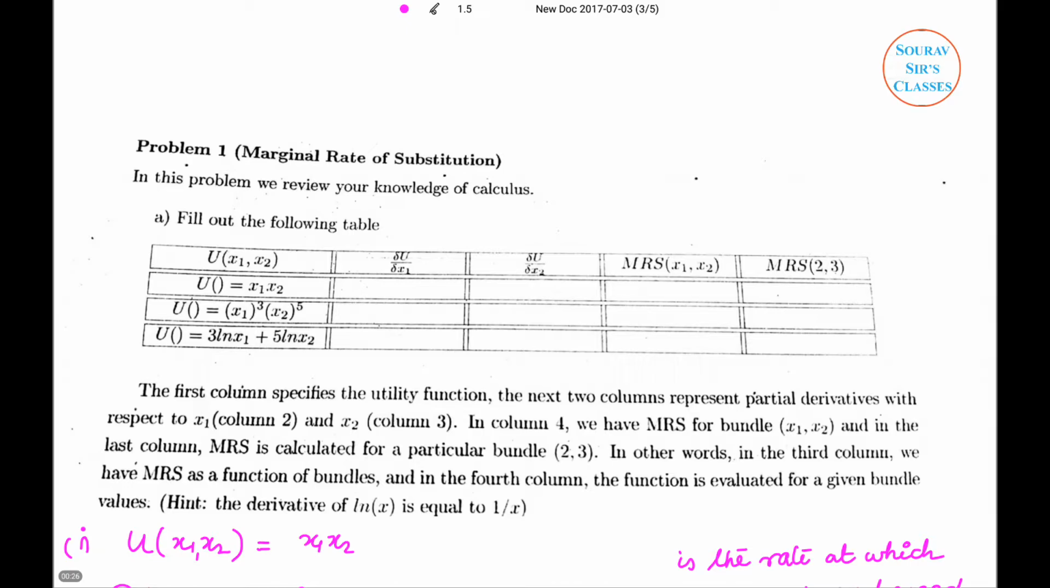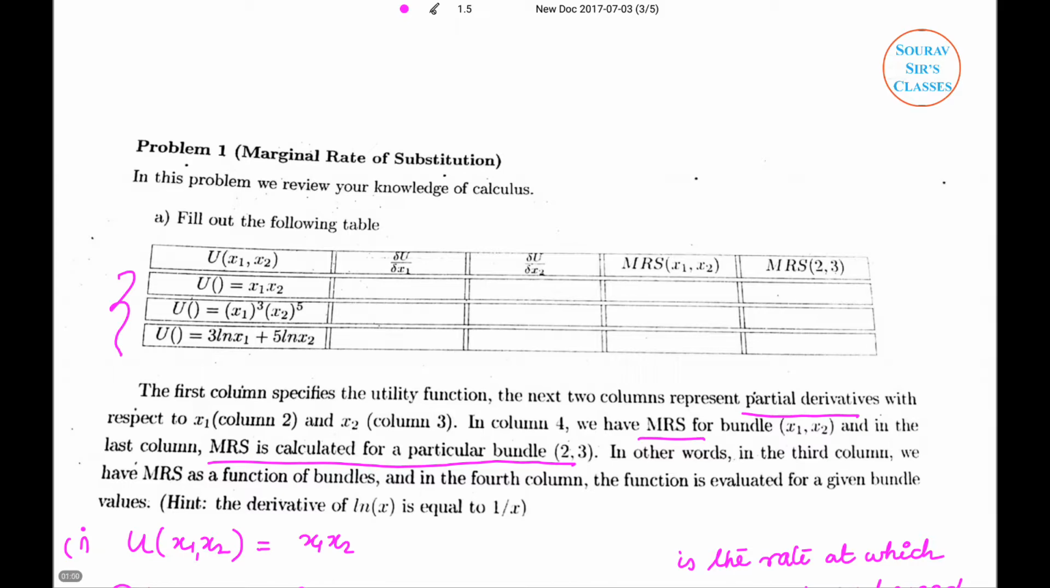So problem 1 of marginal rate of substitution. In this particular problem, we can see there are three functions given to us, and we have been asked to find out the partial derivatives, then to find out the marginal rate of substitution, and given a value we need to calculate the marginal rate of substitution. Don't get scared looking at so many columns and rows. It's very simple. We just require to perform simple calculation.